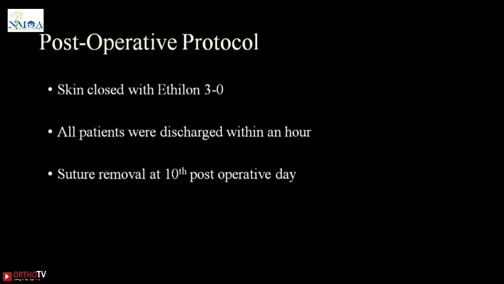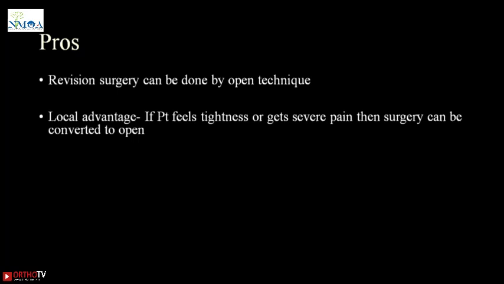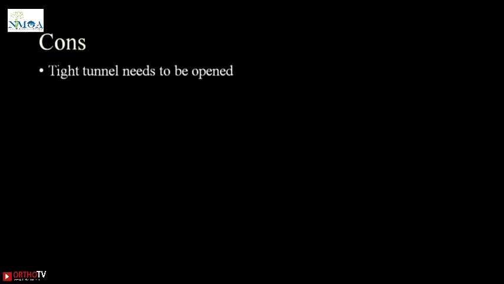Usually skin is closed with 3-0 ethilon and patients are discharged within 1 hour. On the 10th day, suture removal is done. So the pros being, revision surgery, if required in future, can be done by the open way. Local anesthesia gives an additional advantage. If the patient is getting a lot of pain during the insertion of the slotted trocar and cannula, we know that there is some problem, so we can convert into open. There is no scar tenderness. Patient can return to work early.